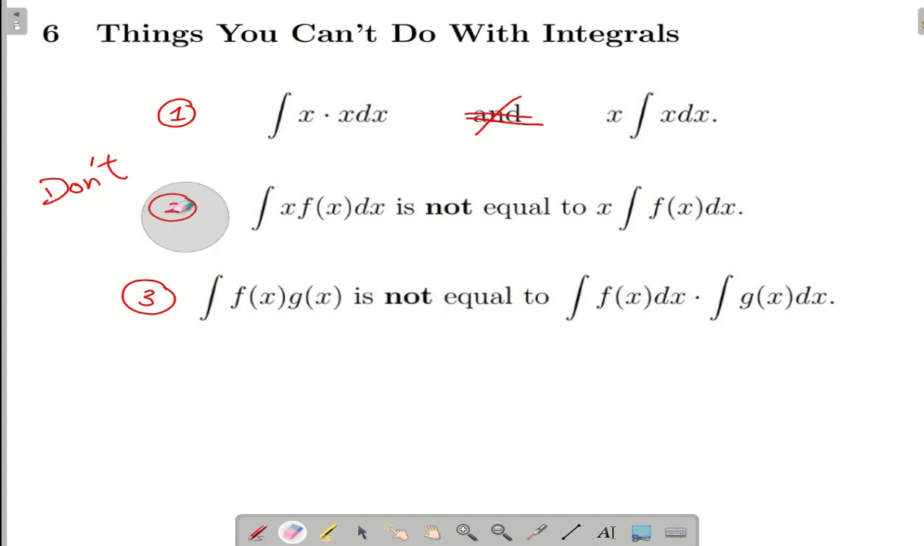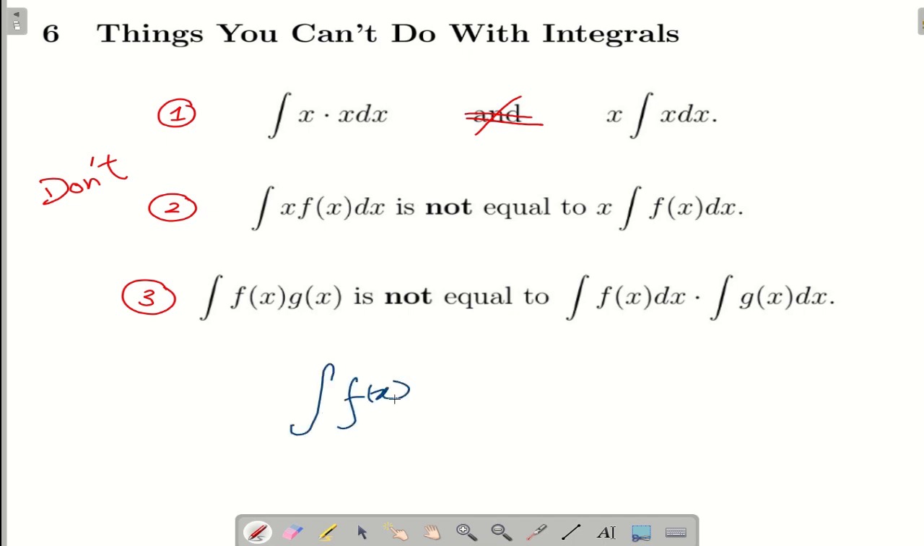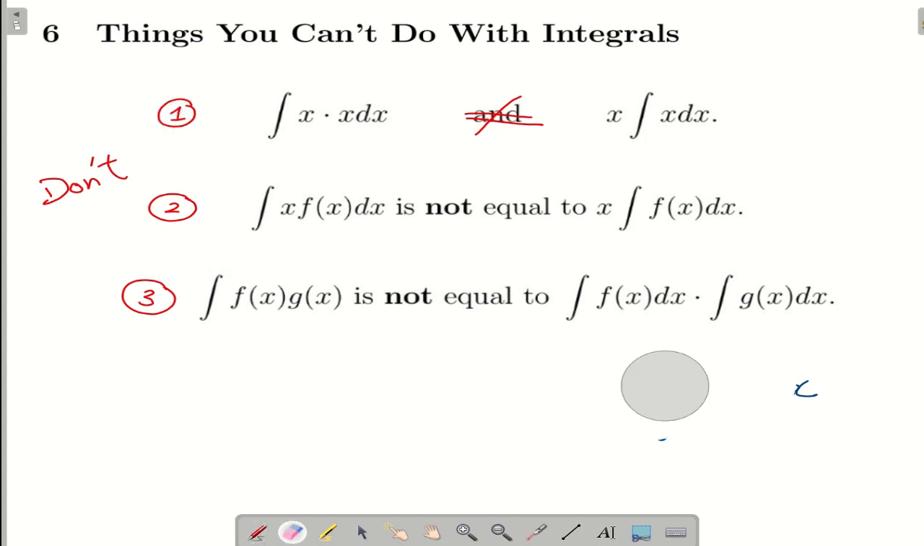Let's see some mistakes underneath. If you want to integrate the function x squared plus 2x multiplied by x dx, it is not equal to x times the integration of x squared plus 2x dx. These two things are not equal. And then the third thing you don't do is that if you want to integrate two functions f(x) and g(x) multiplied with respect to x, you just take out one function f(x) and just integrate the function g(x). This is not equal, and this thing is wrong. So remember something you don't do in these three examples.